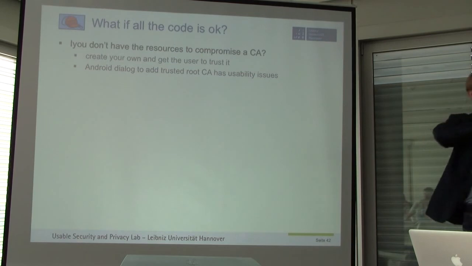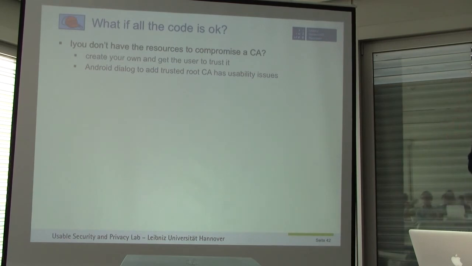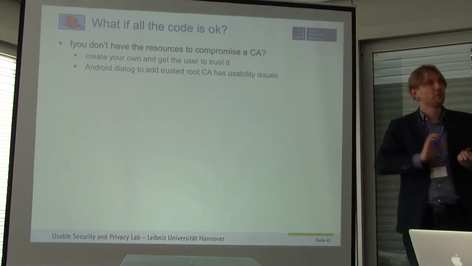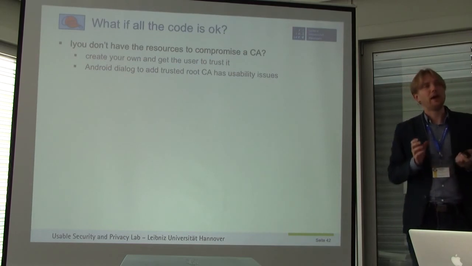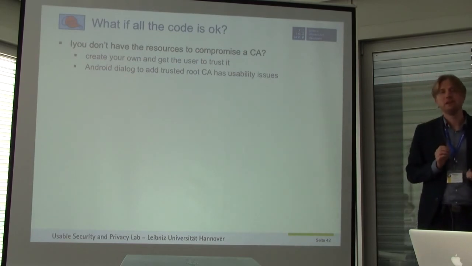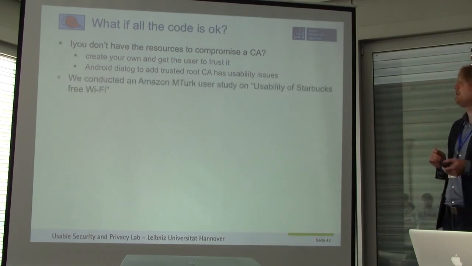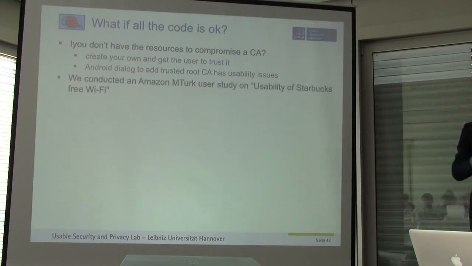So let's say we got all that fixed. So the code is okay, the warnings are okay, and we're still not safe. Now we're coming back to this CA problem I mentioned in the beginning. So if you don't have a root certificate authority you can just use to attack people, Android has another very nifty little problem where it comes to certificate validation. It's very easy to create your own certificate authority for Android.